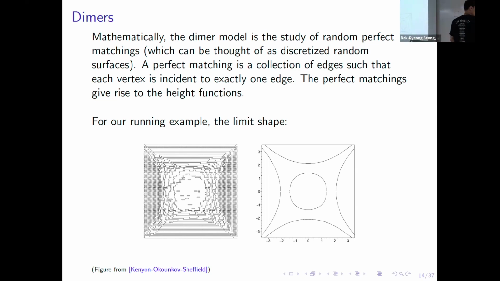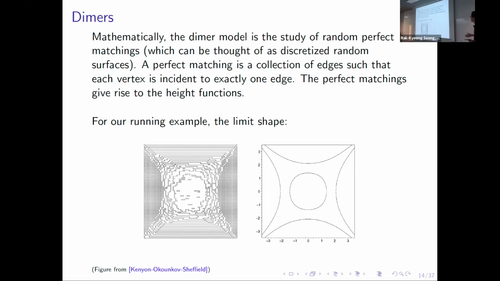And we can actually define something called the height function. The rough idea is to choose some reference perfect matching like this one, and then we choose a different perfect matching.